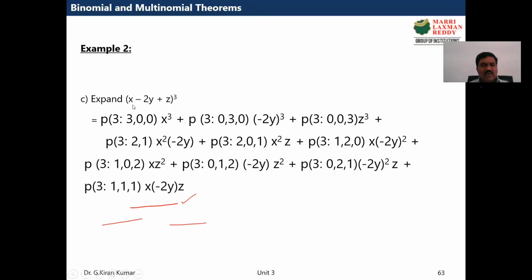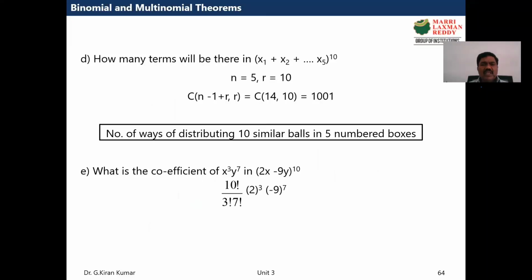Only thing is that in place of x1 you have x here, in place of x2 you have minus 2y here, and in place of x3 you have z. That's all. If you can realize that, I think you can easily do this also. Then some of the questions will be something like how many terms will be there in this. You'll be getting some short answer question, something like this.